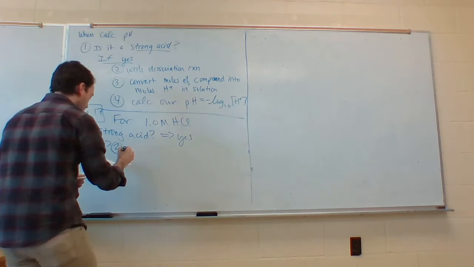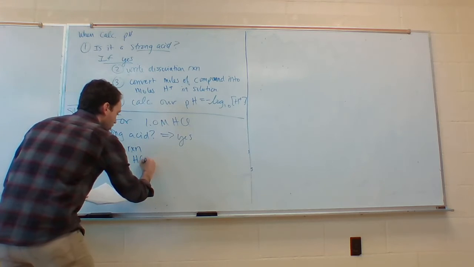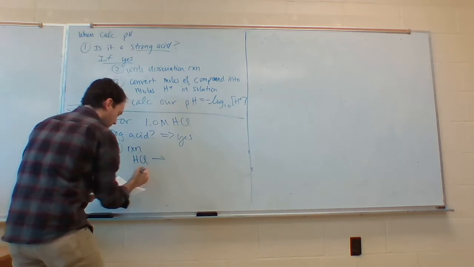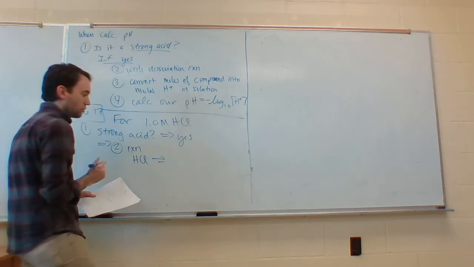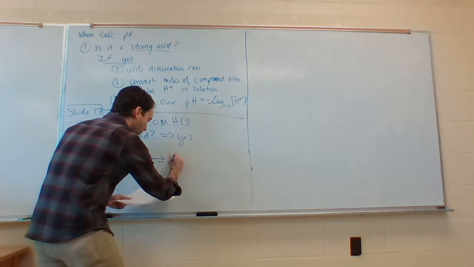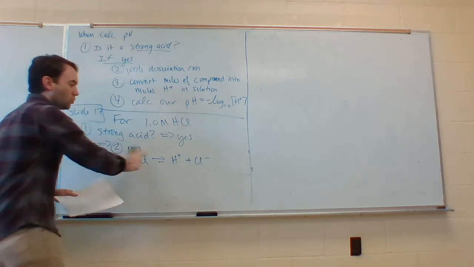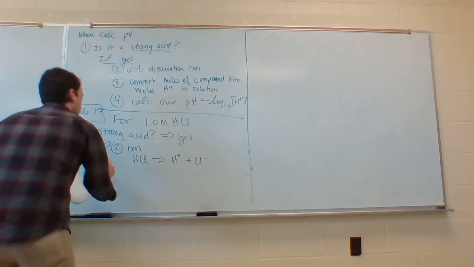Step 2 was to write our dissociation reaction, which is HCl dissociating, right? Since it's a strong acid, we'll have a big arrow going to the right and a little one to the left. And we will have H plus Cl minus, right, because it wants to be dissociated.